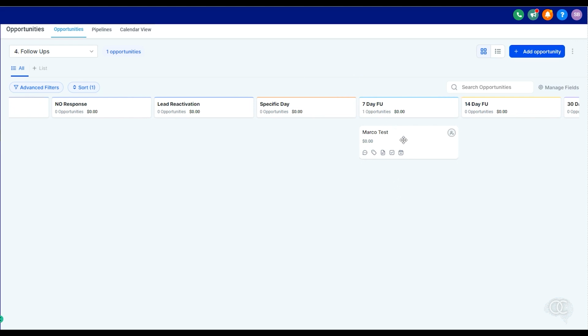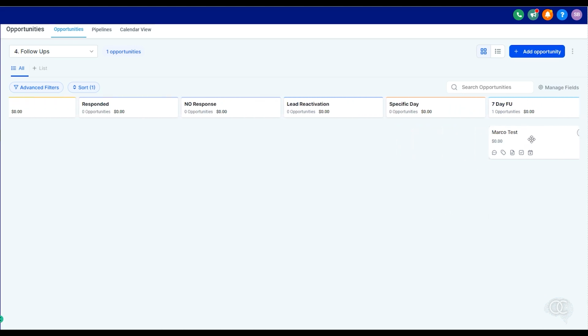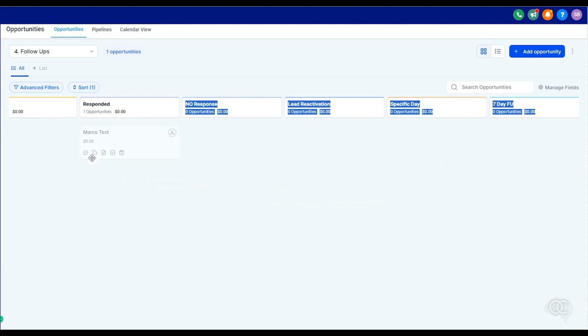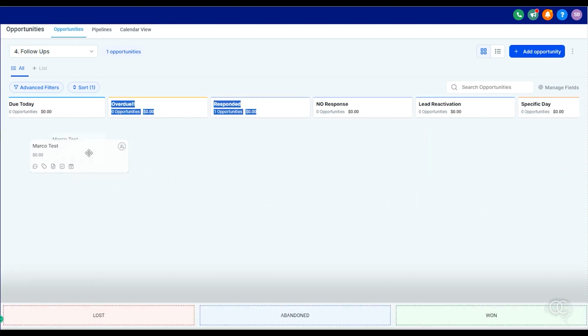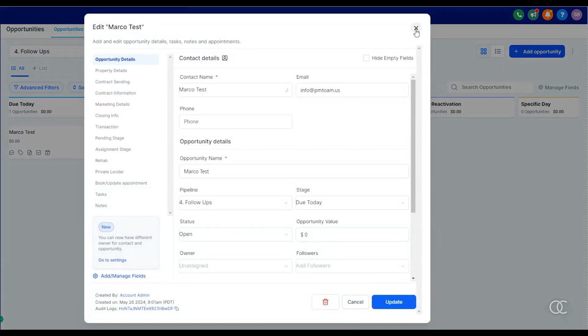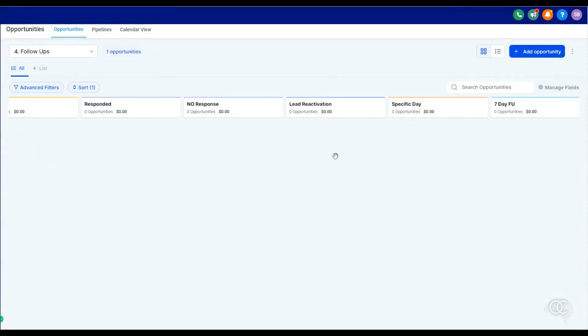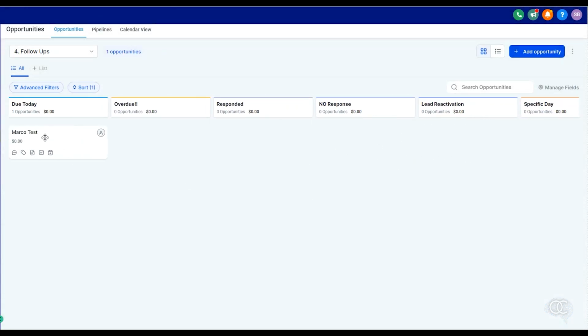And how will the system remind me of that? Well, in 7 days or 14 days or 30 days, depending on the time frame that I select, the system will automatically move that lead into due today because those 7 days have already been met. So you're only going to access here and see, oh, that lead is due today for me to follow up because they became inactive.